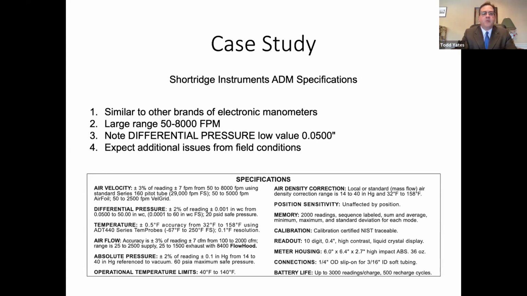And then we all know that we can expect additional issues from field conditions. These are what they see in the laboratory. These are what they can reproduce under laboratory conditions. And field conditions are always going to cause us more issues, problems, and cause accuracy to suffer.